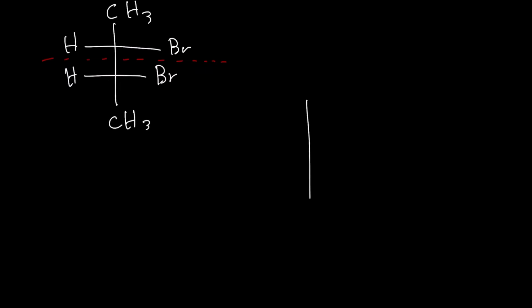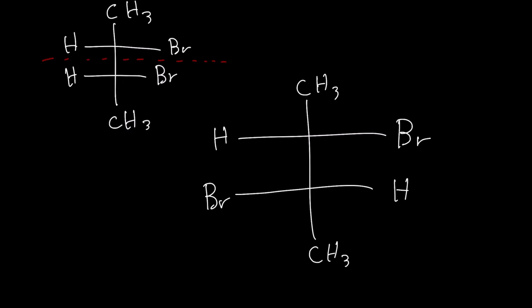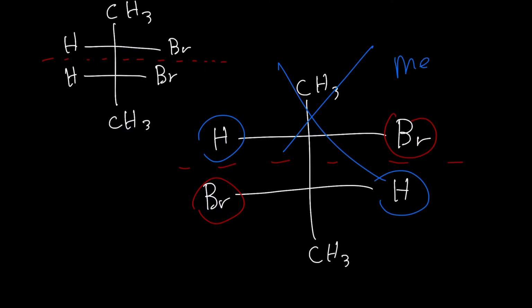Now let's go over what is not a meso compound. What is not a meso compound would be if you have a structure looking like this. In this situation, if you draw the line of symmetry, you can see that the bromines are on different sides, and so are the hydrogens. So this would not be a meso compound.